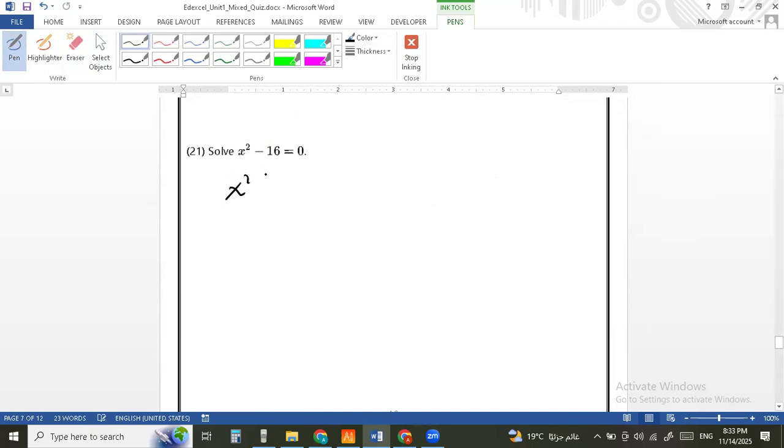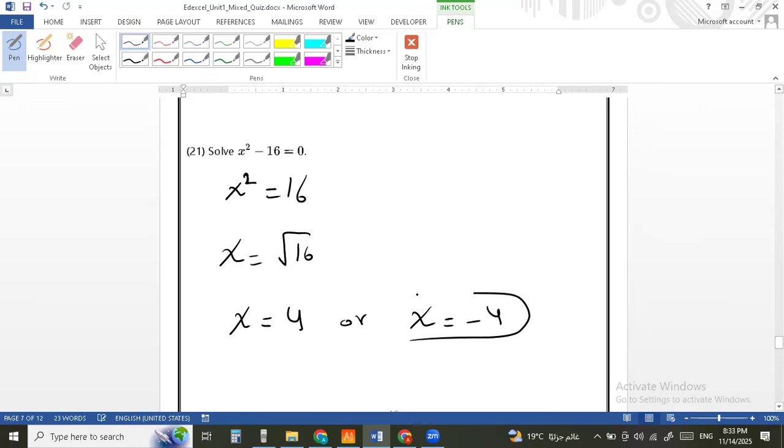Send the negative 16 there to the other side with the opposite sign. X squared equals 16. Get rid of the square. So x equals root of 16. So x equals 4 or x equals negative 4. Root of 16 is positive or negative 4. That's it.